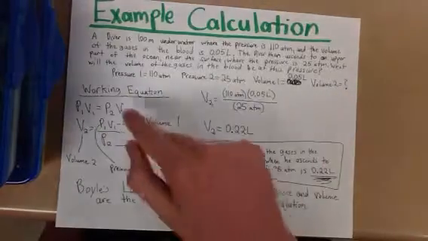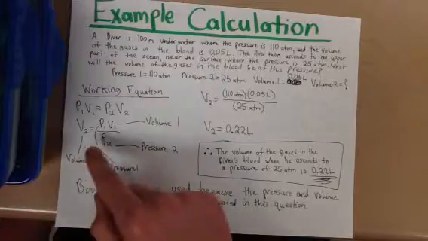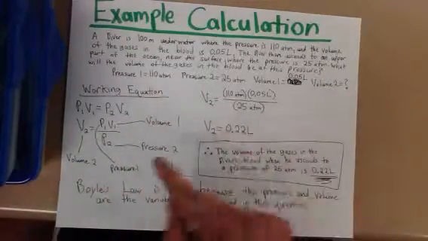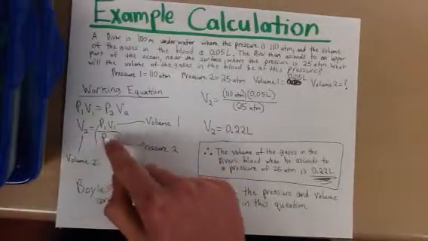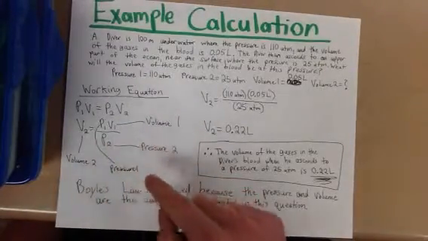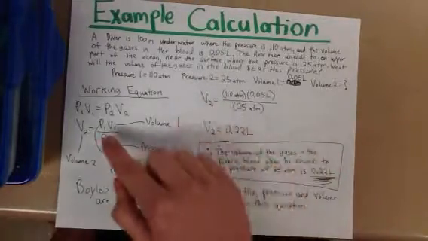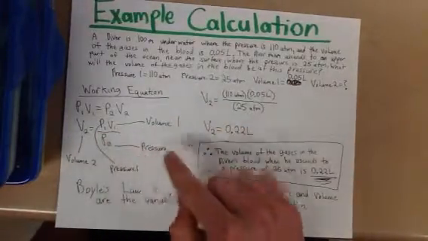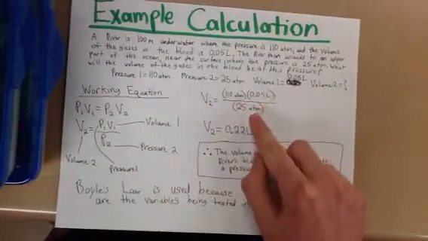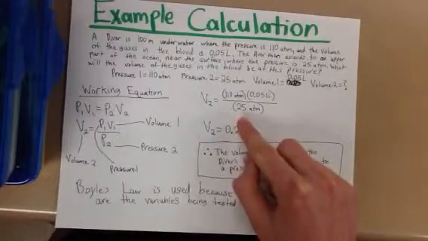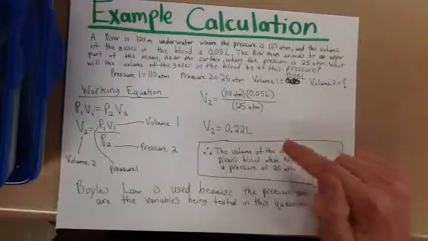That's unknown. So we have the working equation here, P1V1 equals P2V2, and we're trying to solve for V2 since that's unknown. We divide by P2 on both sides to get V2 equals P1V1 over P2. Then you plug in all the values for P1, V1, and P2. So we have 110 atmospheres for P1, 0.05 liters for V1, and 25 atmospheres for P2. Plug that into your calculator, you should get 0.22 liters.